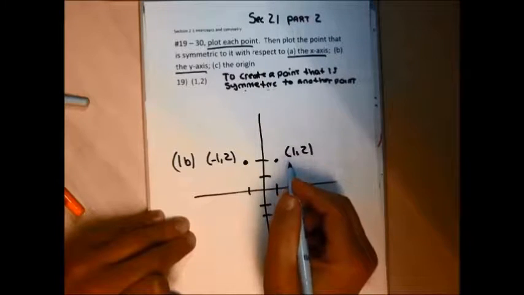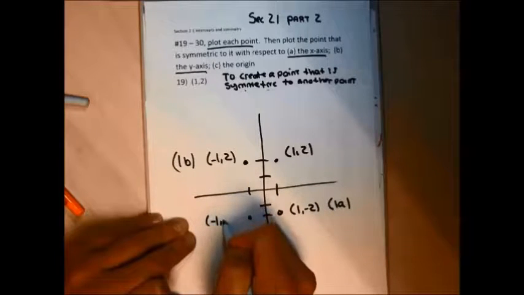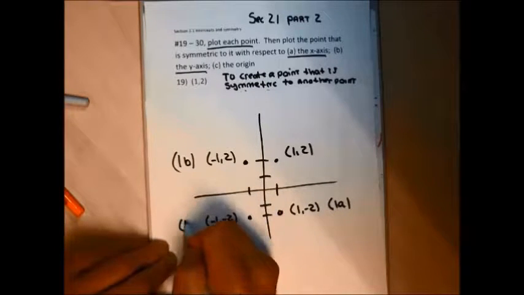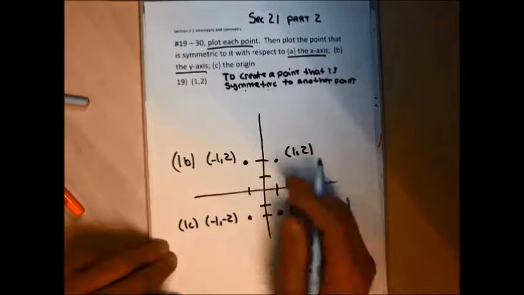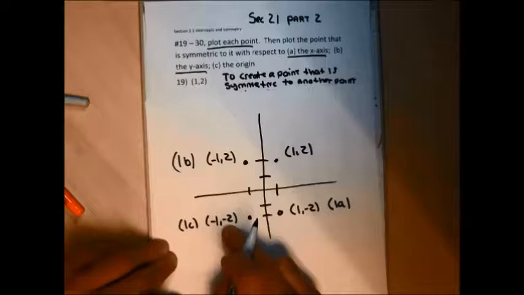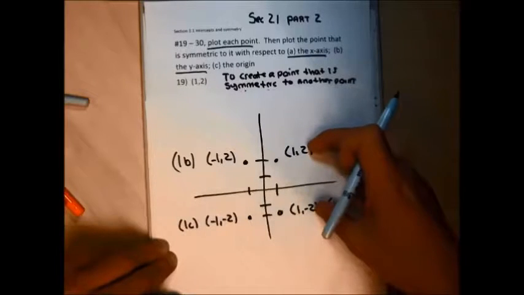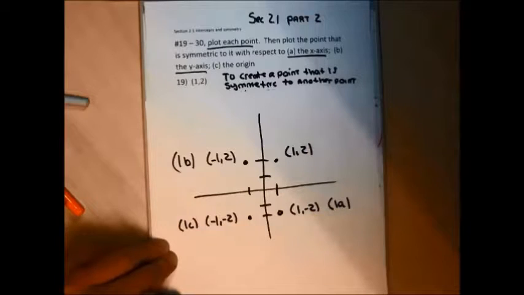And for 1C, I'm going to change both the x and the y. I'm going to get -1, -2. That's going to be my answer to 1C. These points, the point 1, 2 and -1, -2, with respect to each other are symmetric about the origin. The point 1, 2 and -1, 2 are symmetric across the y-axis, and the points 1, 2 and 1, -2 are symmetric about the x-axis.